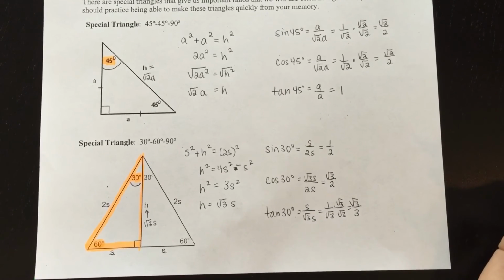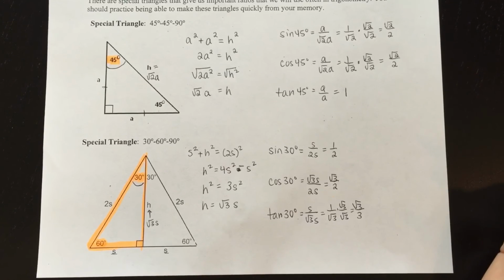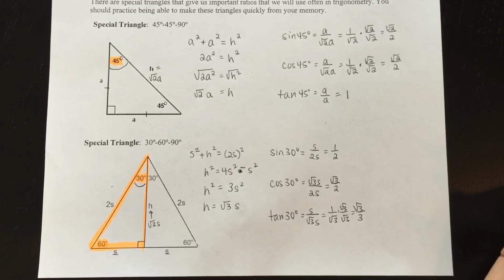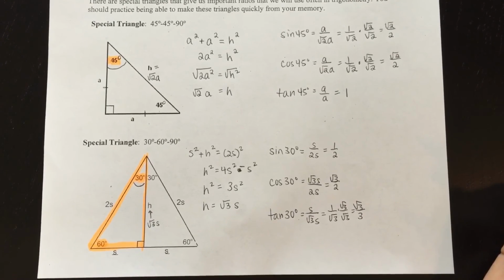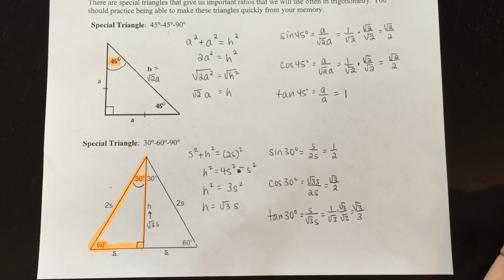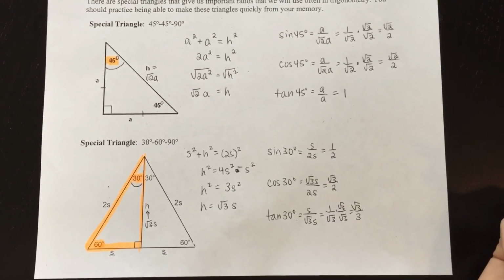So we can do the same thing for 60 degrees, but I'll let you go ahead and do that on your own, because in your note packet is the list of all of the trigonometric functions for these basic 30, 60, 90, and 45, 45, 90 triangles. So you can try the same exercise and confirm on your handout that you got the correct measures.